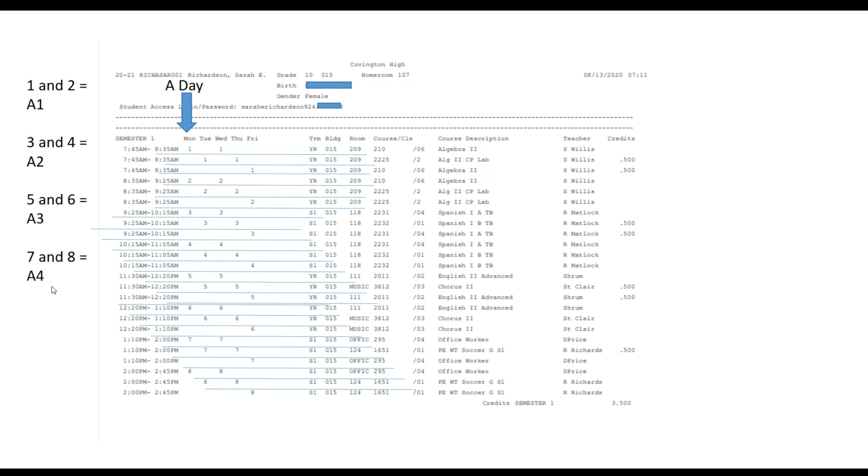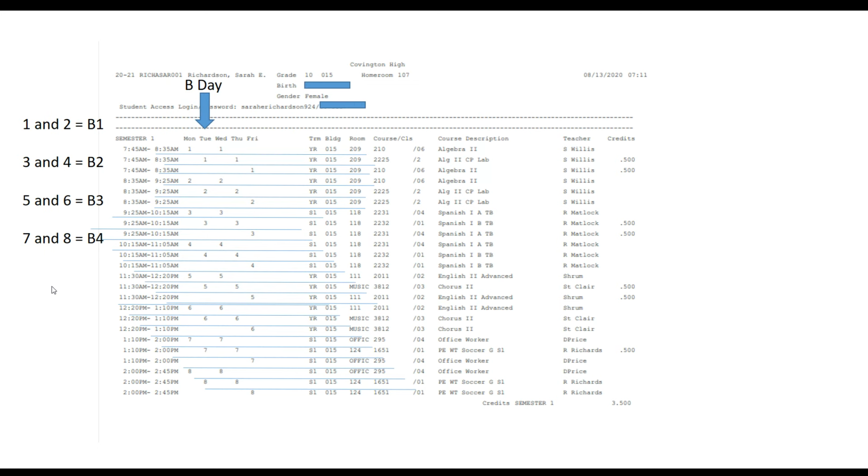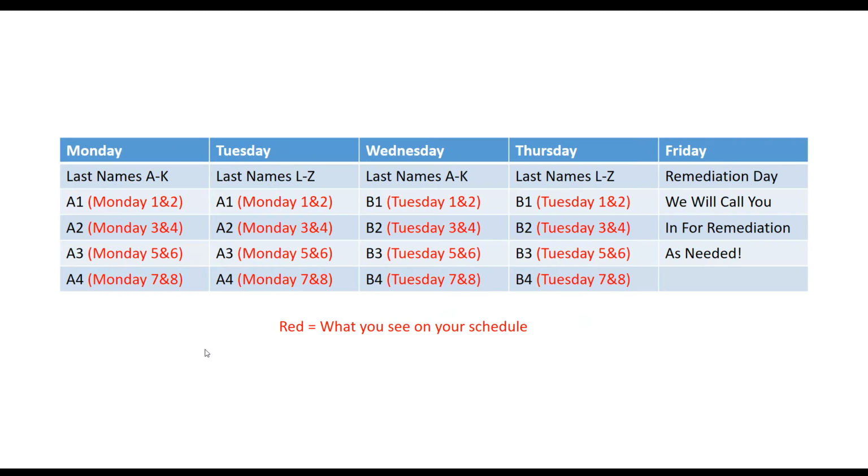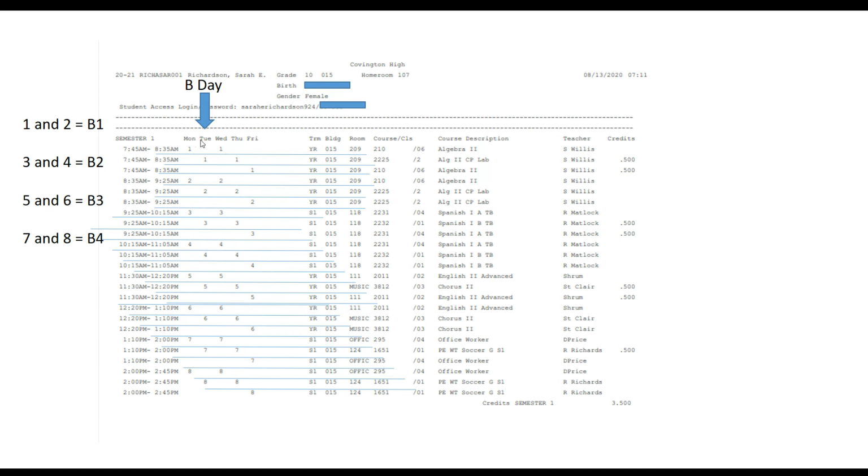Now let's move on to B Day. The same thing goes for B Day. If you follow the same little Tuesday column down, our Tuesdays and our Thursdays are represented by B days. So if you follow the same column down, the 1 and the 2 will be your B1. The 3 and the 4 will be your B2. The 5 and the 6 will represent your B3. And the 7 and the 8 will represent B4.